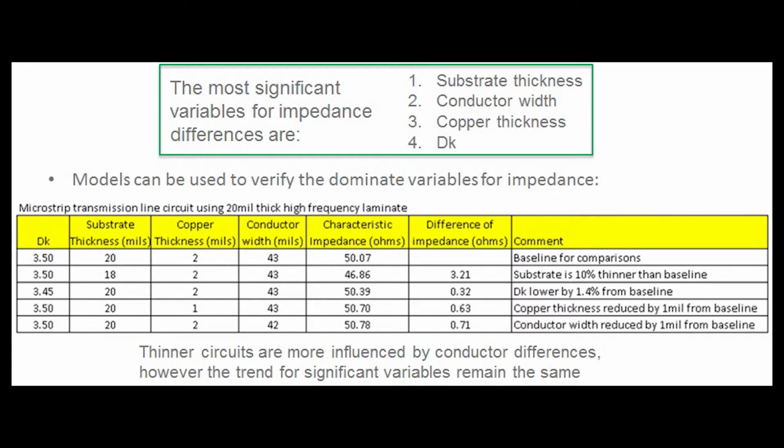And the next line down we also make a change with the conductor thickness and the conductor width. So really the summary of this table information is shown above, where the most significant variables in order of significance are substrate thickness, conductor width, copper thickness, dielectric constant. So in some cases, the dielectric constant and the control of the dielectric constant may not be as critical as the substrate thickness. And understanding that in the troubleshooting phase or even the design phase can be very important to know.